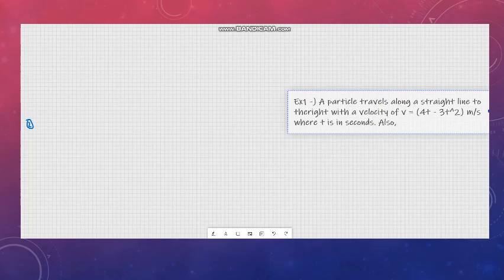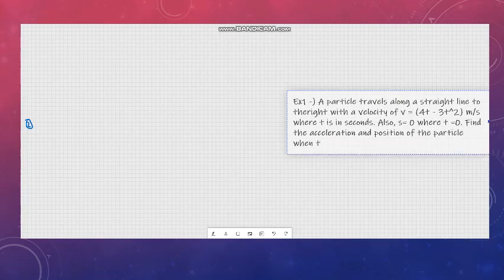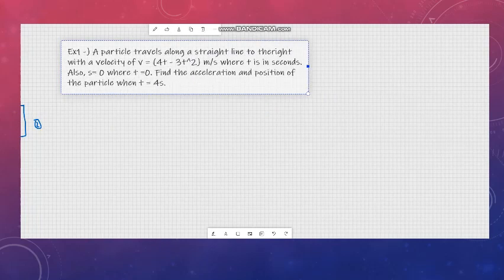Also, s is equal to 0 where t is equal to 0. It means our initial position is 0. What is being asked? Find the acceleration and position of the particle when t is equal to 4 seconds. So this is our example. Let's try to solve this problem.